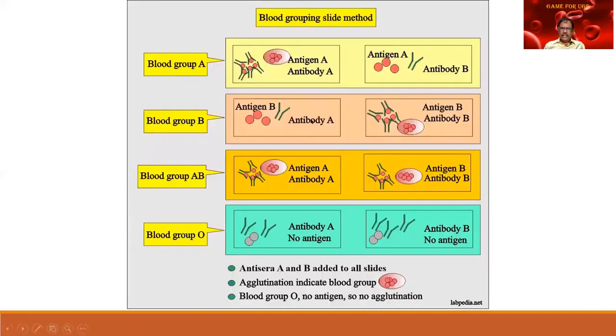So this is the same thing that has been explained in this one. In blood group A, there is an antigen A. And when antibody A is added, there is clumping. Whereas when antibody B is added, there is no clumping. So also about the other things. Whereas in blood group O, there is no antigen A and there is no antigen B also. So kindly go through this entire one. It will make us understand. Clumping means it is positive for the specific blood group. This is the slide method, otherwise called the tile method.